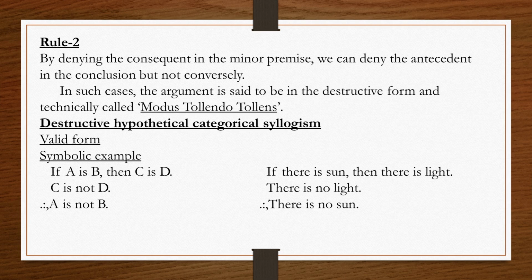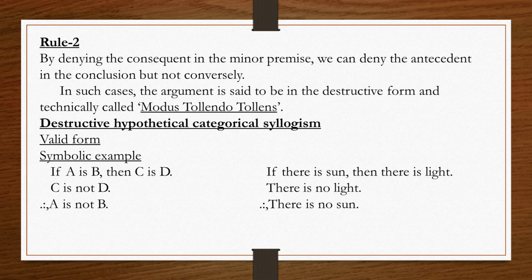Let us come to the minor premise. In the minor premise, we have to deny the consequent. So, consequent is there is light. We will deny it, and in the minor premise we write there is no light. Now, we denied the consequent, then in the conclusion we will deny the antecedent that there is no sun. So, if there is no light, then there is no sun.